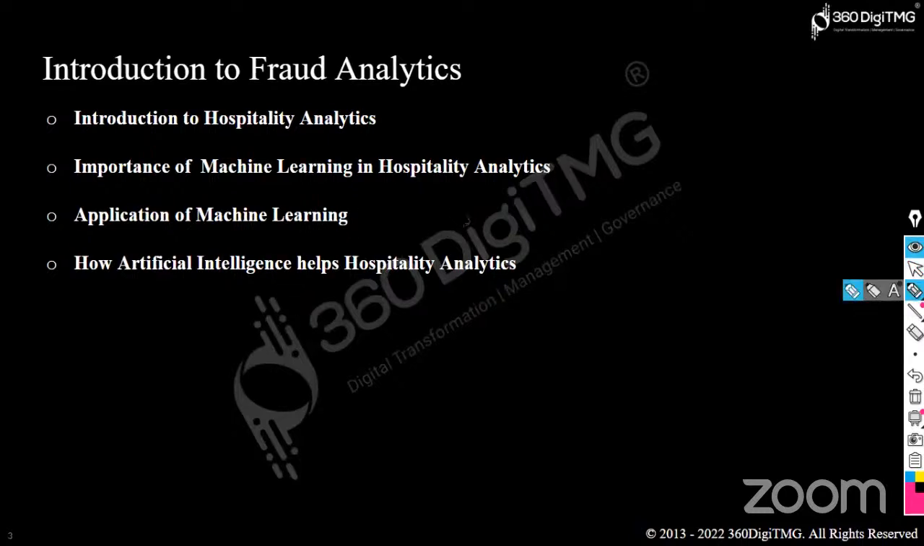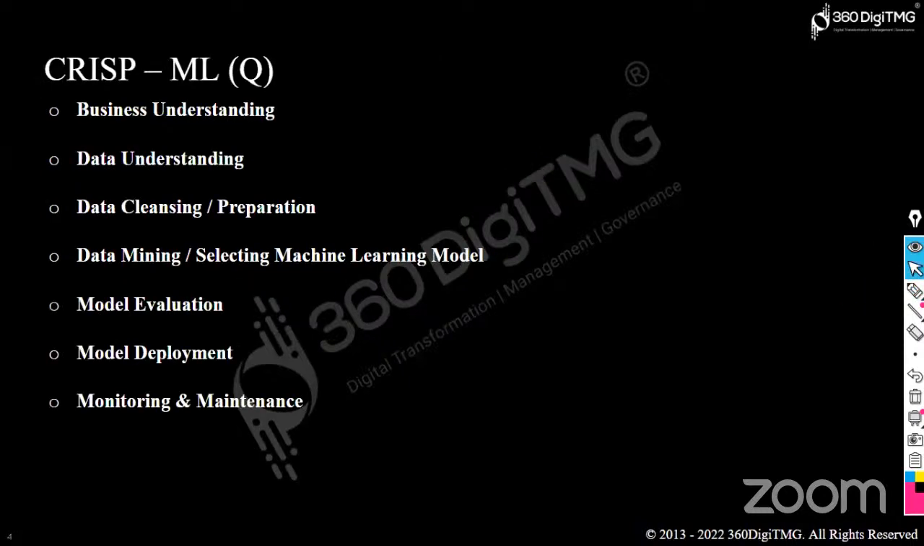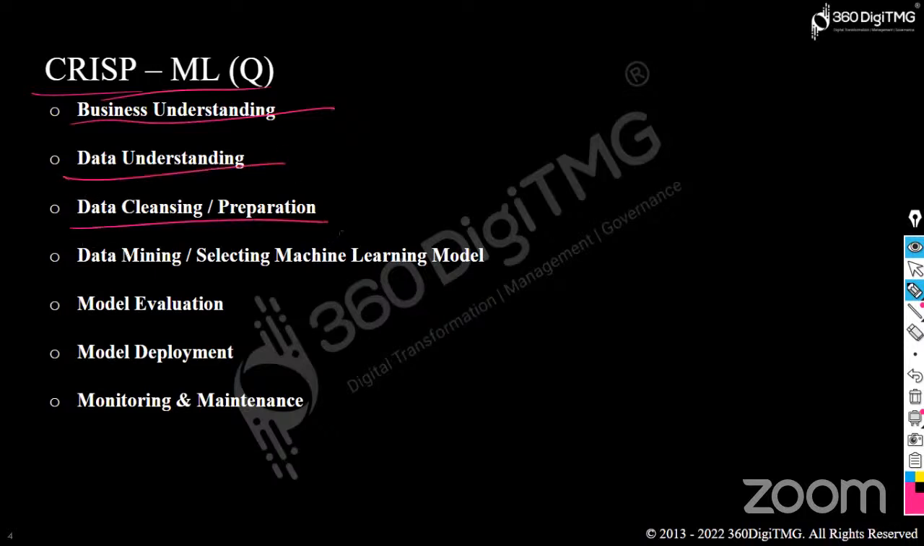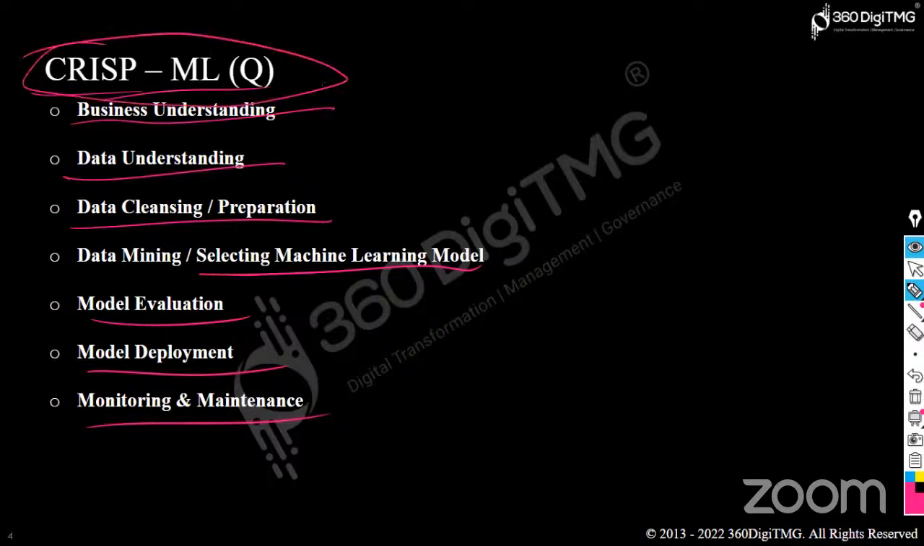So we'll try to understand these things in today's agenda. And when it comes to CRISP-ML(Q), we try to understand business understanding, data cleaning, processing, preparation, selecting the machine learning model, evaluating that, deploying that, and monitoring. Which is very important for a particular machine learning model until it is monitored and maintained.